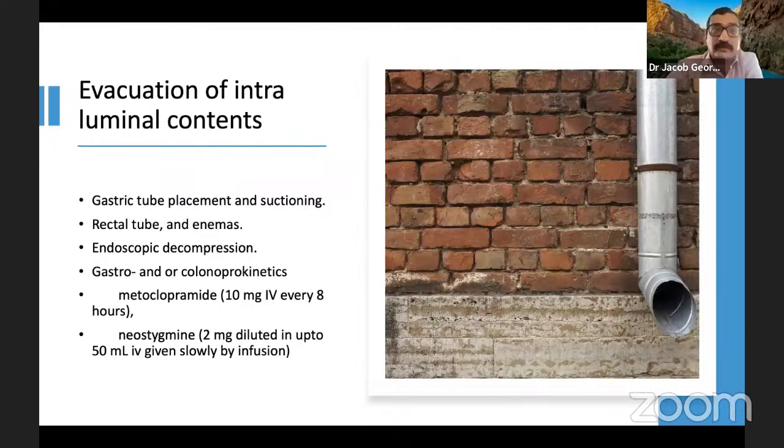In patients who still have raised intra-abdominal pressure, you can simultaneously look for the feasibility of evacuation of the intraluminal contents. You can do that by gastric tube placement, NG aspiration and NG suctioning. If you think the abdomen has a distal obstruction, you can try a rectal tube or an enema. Still not improving, you can try medical management first with either metoclopramide or even neostigmine with atropine as a backup. And you can also try endoscopic decompression.